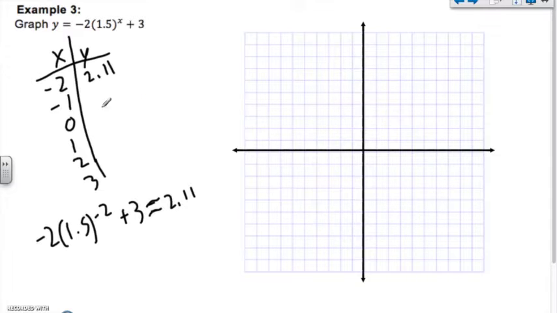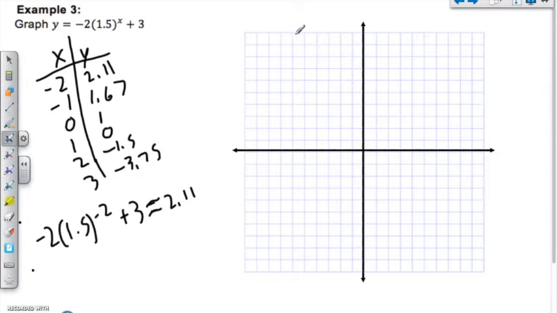Alright, now that you've worked those out, let's check it out. For -1, you should have gotten 1.67. For 0, you should get 1. For 1, you should get 0. For 2, you would get -1.5. And for 3, you should get -3.75.